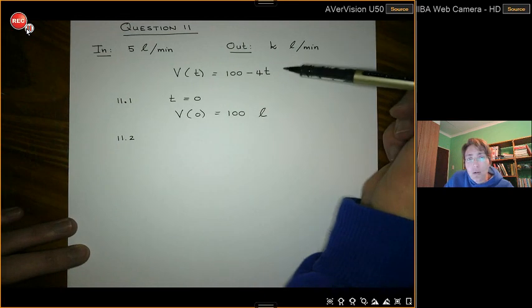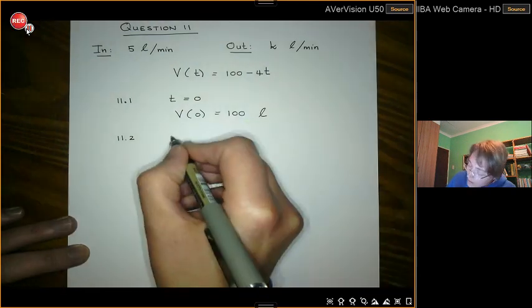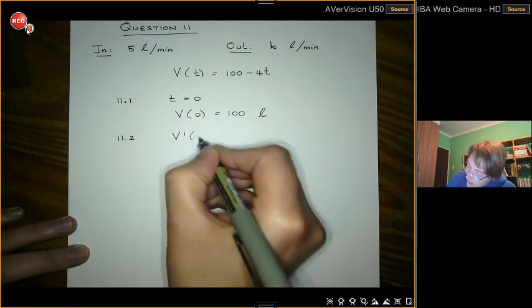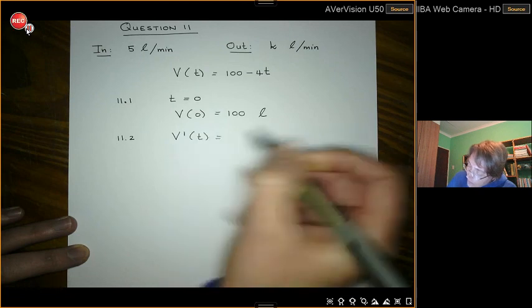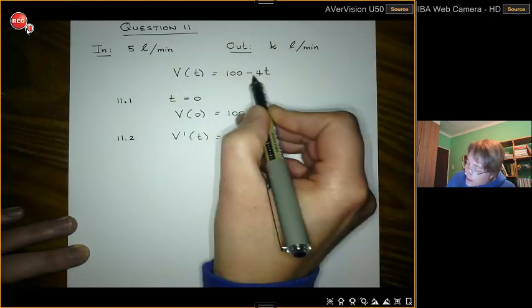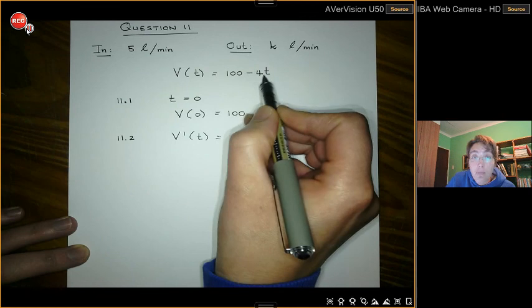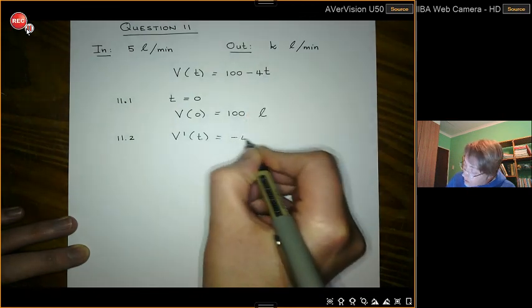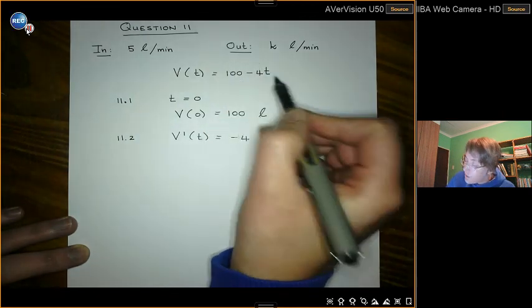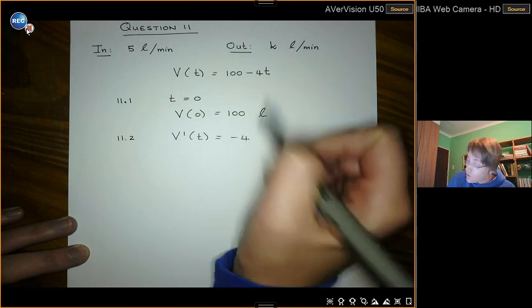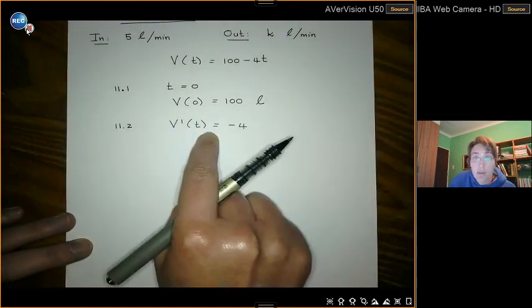The reason you could start with that one is that hopefully by now you know that rate of change is always going to be my first derivative. So if I do the first derivative of that formula, I can say that V'(t) is just going to be equal to minus 4, because the derivative of a constant is 0, and then the derivative of minus 4t is just minus 4. So that's the first expression you can use.